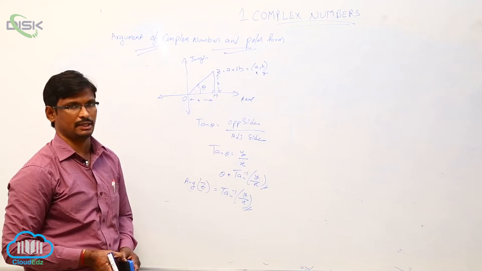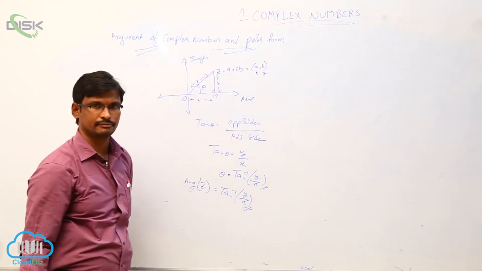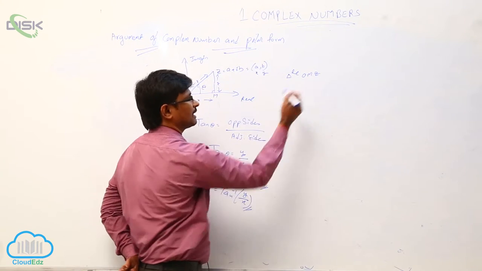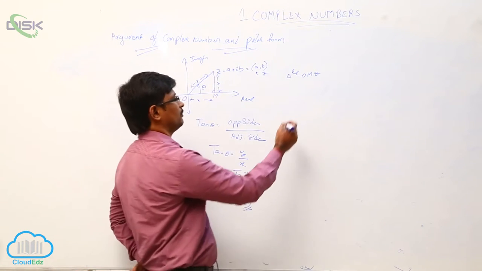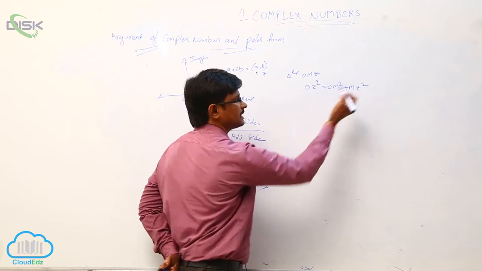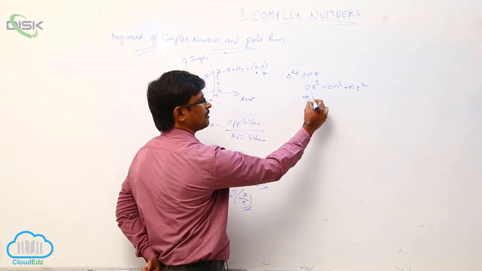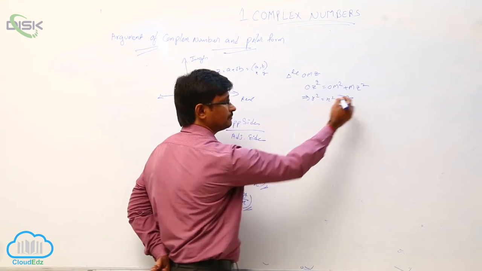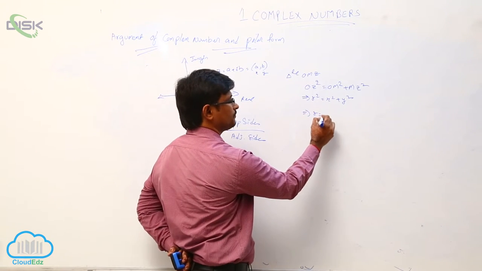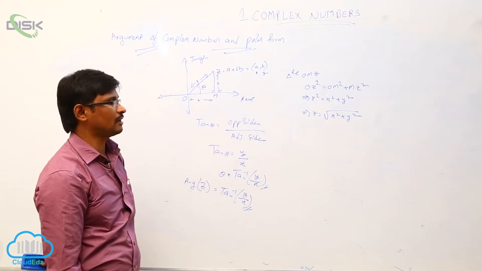Now we'll see what the polar representation is. Let OZ equal R. Clearly triangle OMZ is a right angle triangle, so by the Pythagoras theorem, hypotenuse square equals side square plus side square. That is OZ square equals OM square plus MZ square. What is the value of OZ? R square equals x square plus y square, right? So R equals square root of x square plus y square.